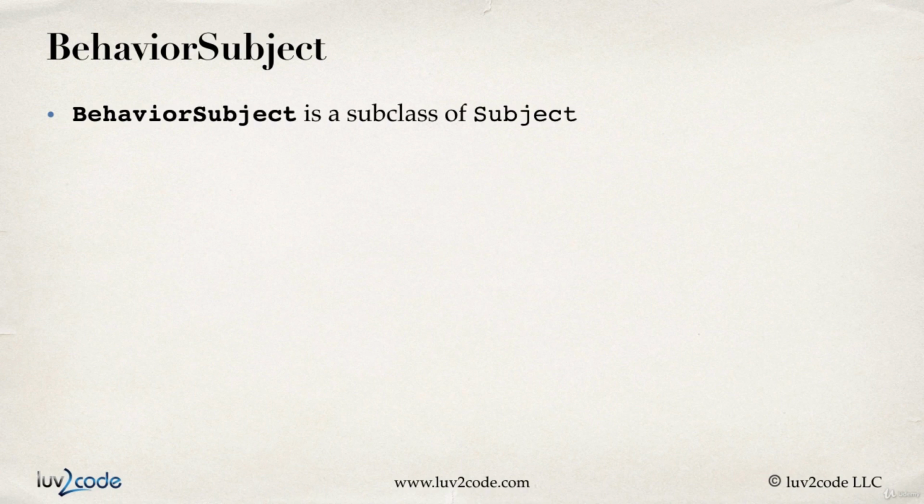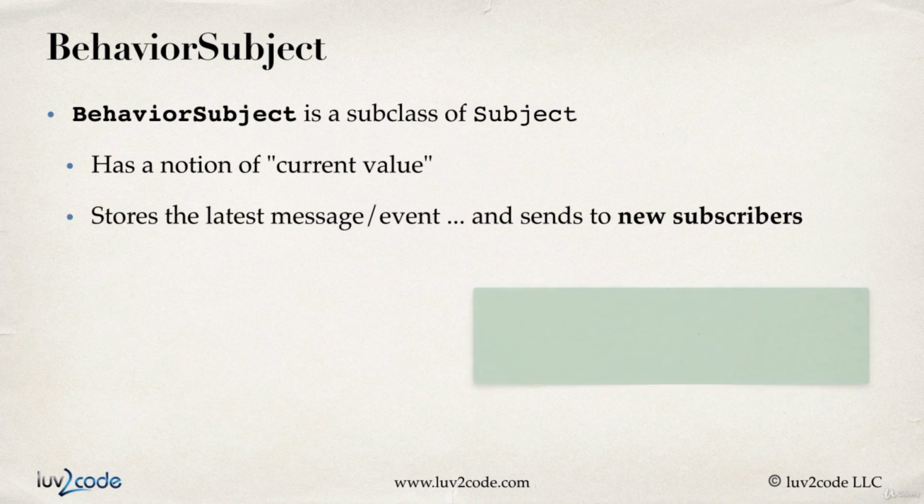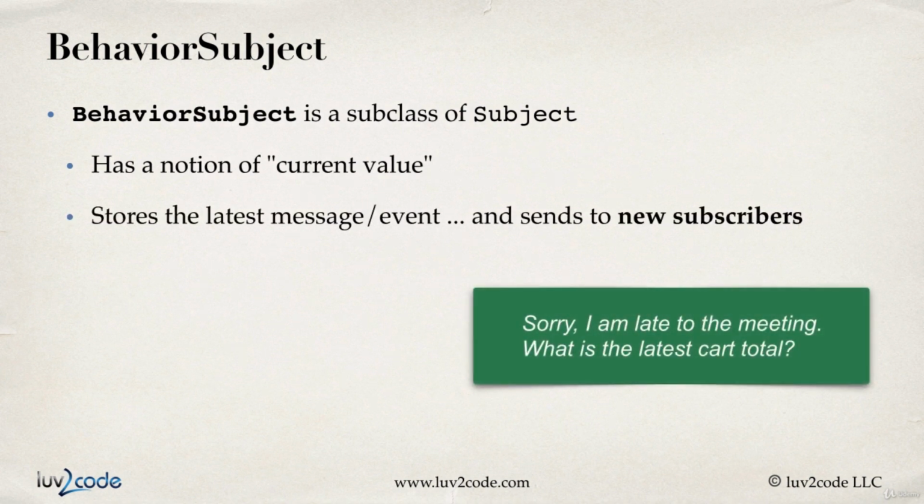We can make use of a behavior subject. A behavior subject is a subclass of subject. It has a notion of a current value, and it stores the latest message or event and sends it to new subscribers. So similar, sorry I'm late to the meeting, but what's the latest cart total?